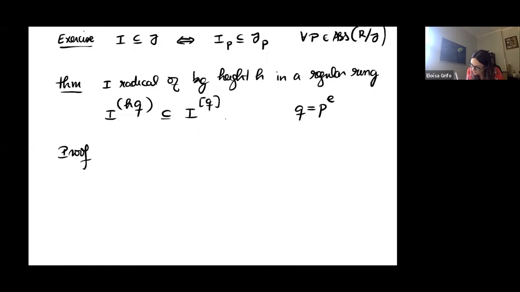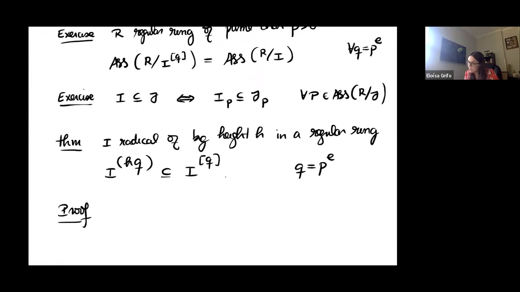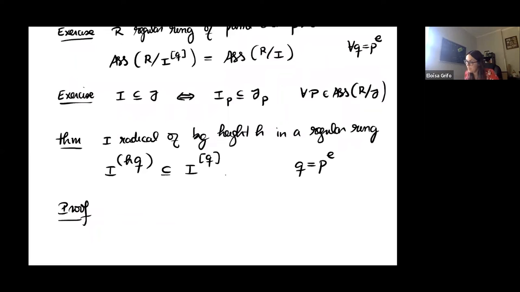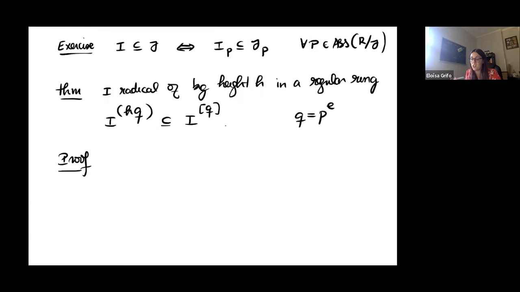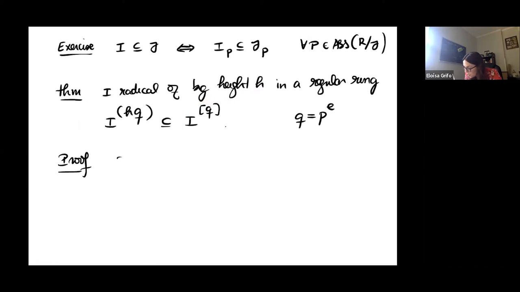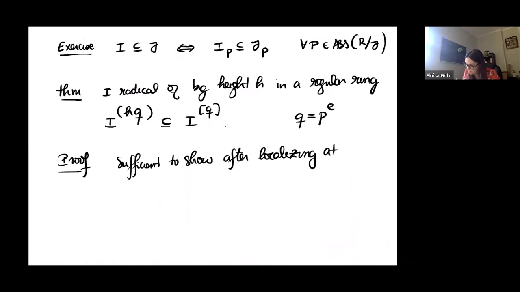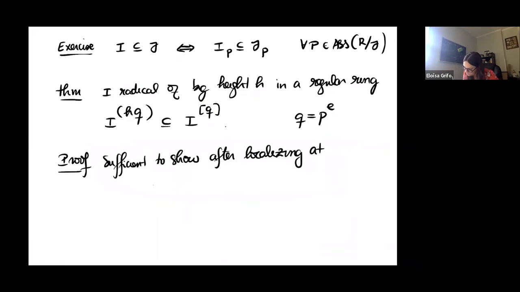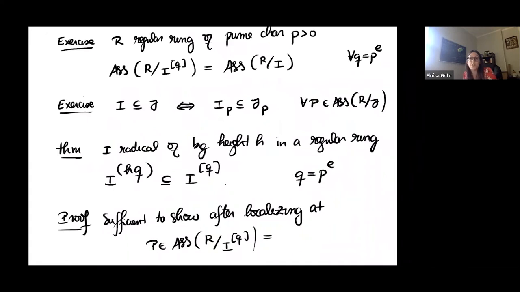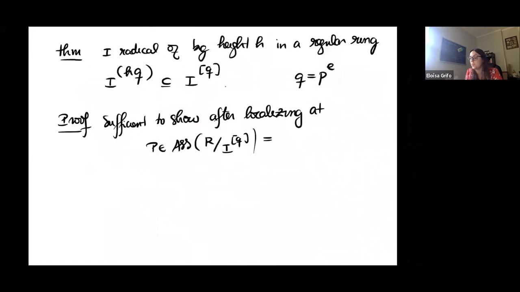So proof. Step one, by the last exercise I just wrote down, it is sufficient to prove this at the associated primes of the potentially large ideal. So I just want to focus on the associated primes of this guy. So sufficient to show, after localizing at the associated primes of the Frobenius power. But then the first exercise I wrote down was that the associated primes of the Frobenius power are very well understood. They're the associated primes of I. So we only need to prove this containment holds after we localize at all associated primes of I.